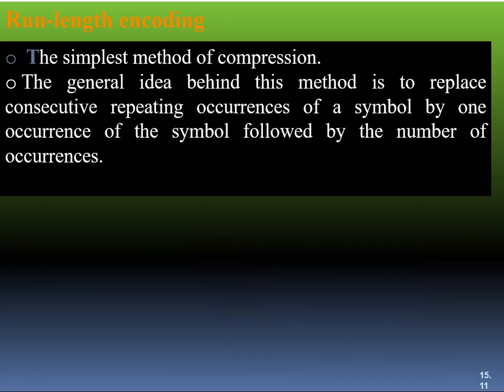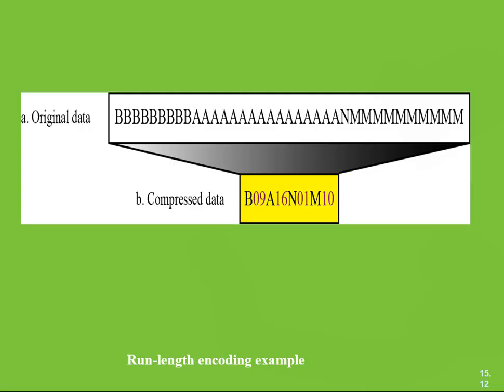In lossless compression we have run length encoding. So what is run length encoding? It is the simplest method of compression. The general idea behind this method is to replace consecutive repetitions. Once we have consecutive repeating symbols, we just replace the consecutive occurrences of a symbol by one occurrence of the symbol followed by the number of occurrences. So what does it mean? Let's come to this example.